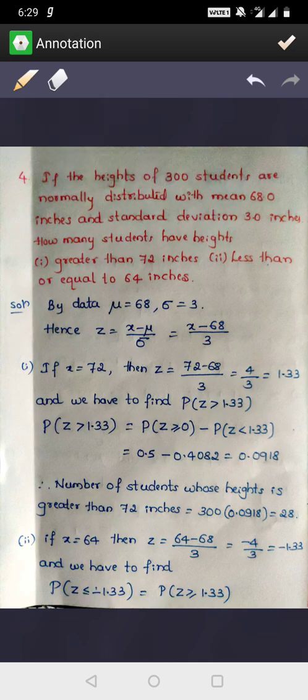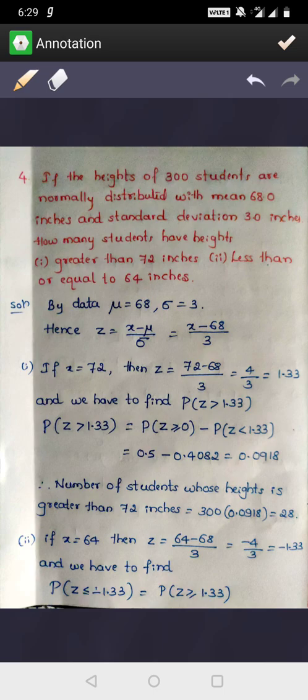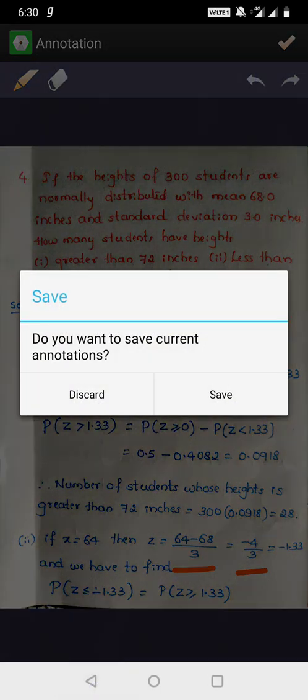So next one, if x is equal to 64, meaning less than or equal to 64 inches as mentioned. So z will be, when you substitute, 64 minus 68 by 3, that is minus 4 by 3, so minus 1.33. So we have to find the probability of z less than or equal to minus 1.33. It is nothing but the probability of this one.